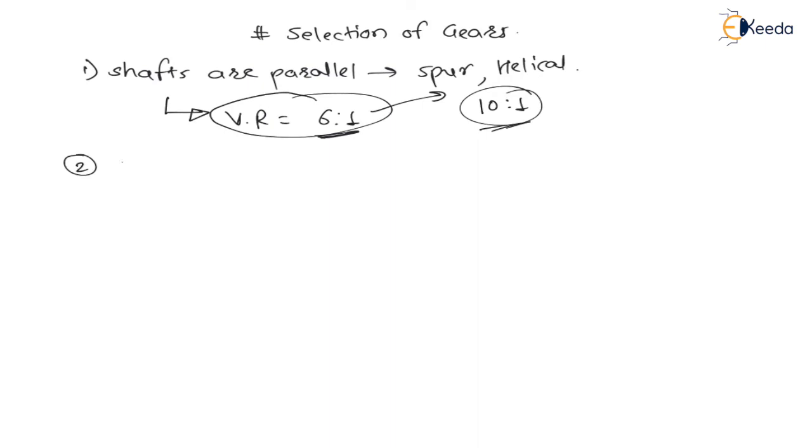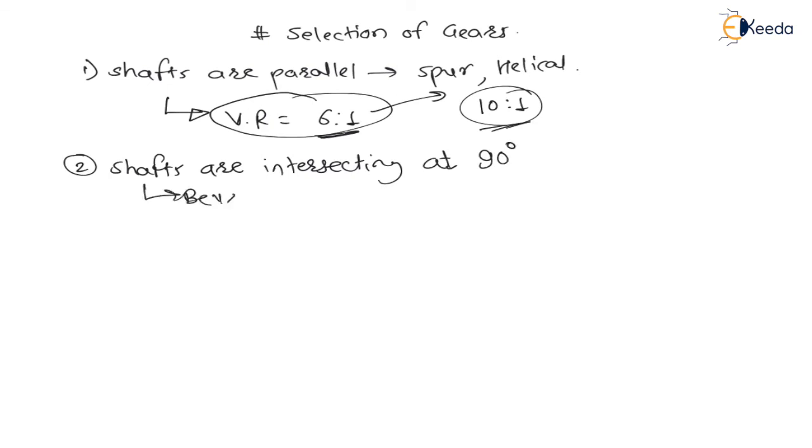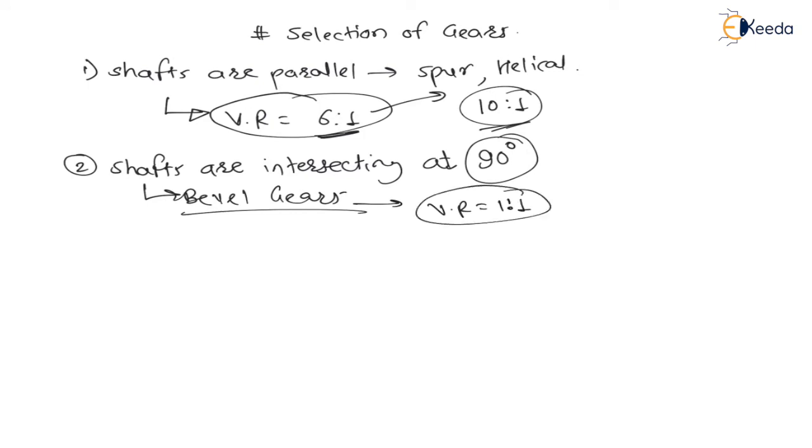Now, the second case is when shafts are intersecting at 90 degrees, then we have bevel gears. Bevel gears are used whenever shafts are intersecting at 90 degrees. The intersection is 90 degrees, or sometimes less than 90 or more than 90 is also preferred. But in case of bevel gear, the velocity ratio is 1:1, which means the velocity ratio is very small and here only power is transmitted at 90 degrees. But up to some extent, the velocity ratio can be increased up to 3:1 in case of bevel gear.